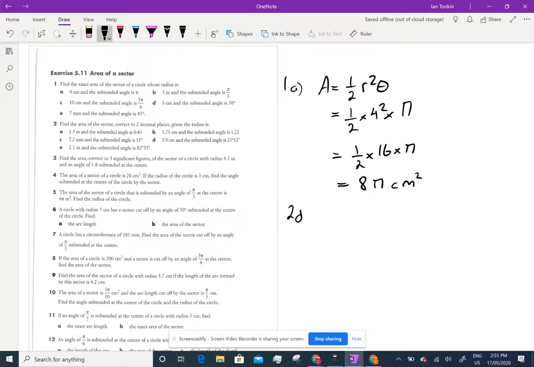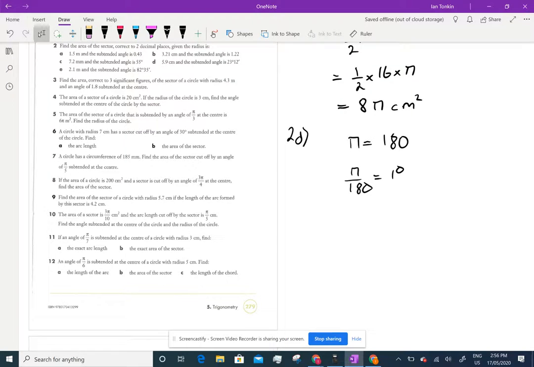2D, well, we've got to convert. We've got a radius, but we've got the angle in degrees. So we're going to have to change that 23 degrees and 12 minutes. Now remember how we do that? Well, if pi equals 180, and we want 1 degree, we get pi on 180 equals 1 degree. But we don't want 1 degree. We want 23 degrees and 12 minutes. So that is 23 degrees and 12 minutes times pi on 180. And remember, the pi is just going to stay there, but we'll go to our calculator.